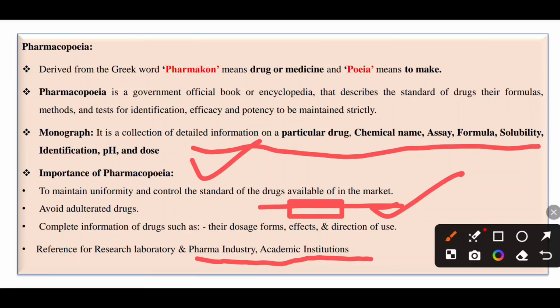Okay, and research laboratory: each and every district tests the medicines available in the market. After the medicine is launched in the market, the drug controller or the drugs inspector takes the sample from the medicine store and gives the sample for testing whether it is pure or not. So that's why the research laboratory also follows the pharmacopoeia before testing any type of medicine. Clear?